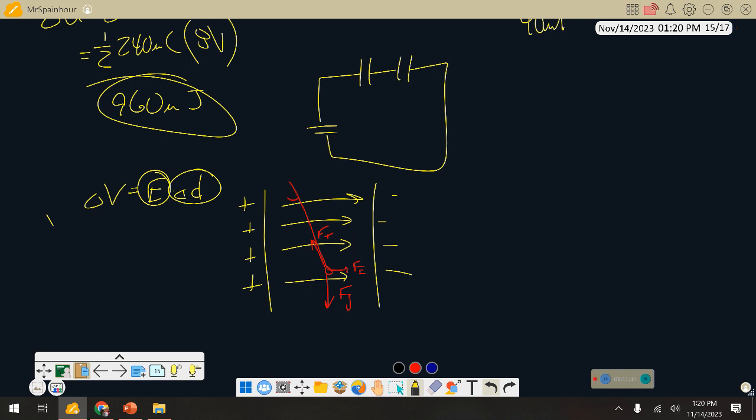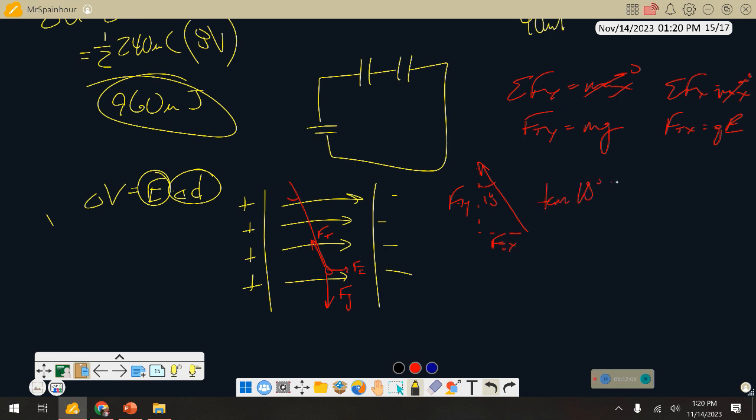So this is going to end up being sum of forces in the y equals mass times acceleration. That's 0. Force tension in the y is going to equal mg. Okay. Sum of forces in the x equals mass times acceleration in the x. There is no acceleration, so force tension in the x is equal to QE. When I look at my angle up here, it's 18 degrees. Force tension in the y, force tension in the x. So tangent of 18 degrees equals opposite, force tension in the x, over force tension in the y. So force tension in the x is equal to mg times tangent of 18 degrees.